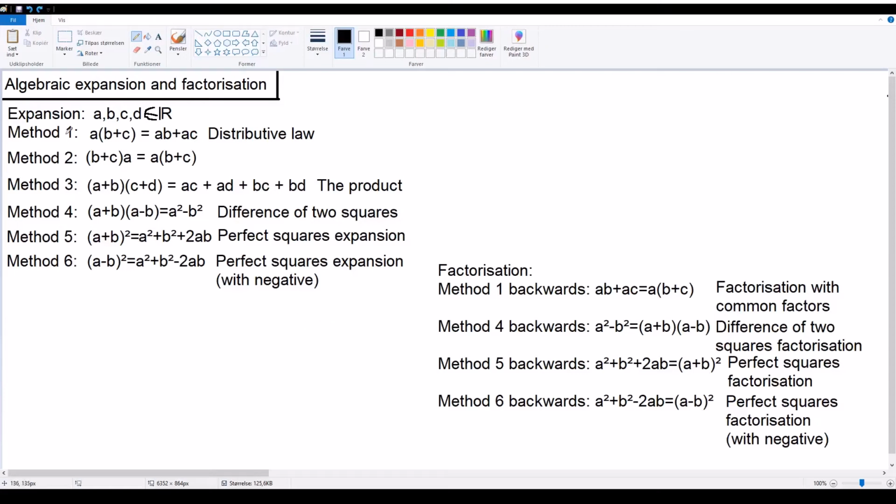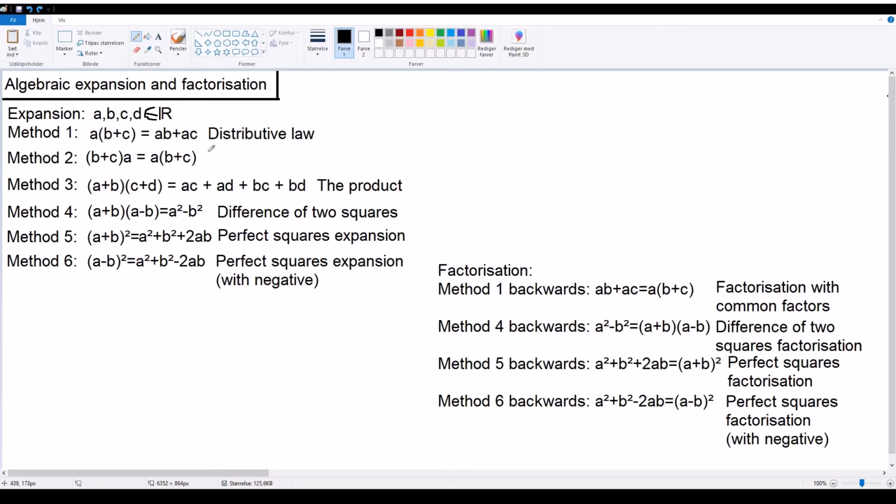So, about algebraic expansion and factorization. To start here, we're going to have to make some examples. In these examples, A, B, C, D are all real numbers. When you're doing algebraic expansion, in this case, you have 6 different methods.